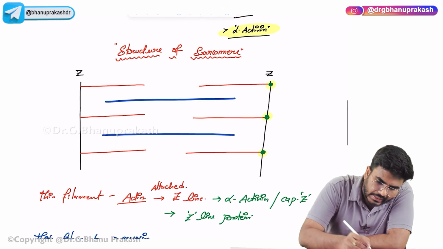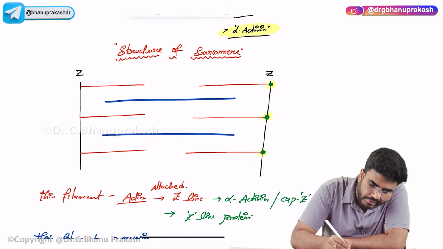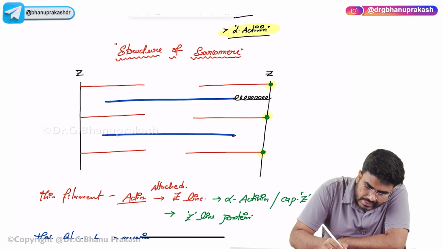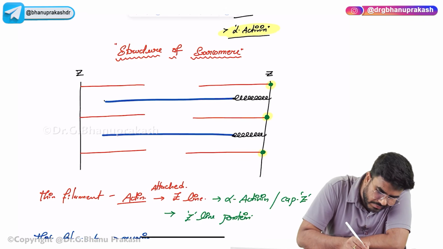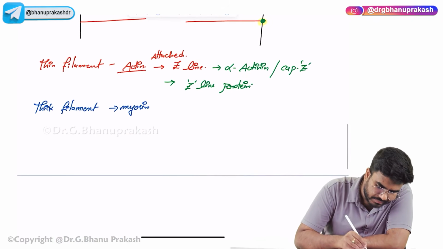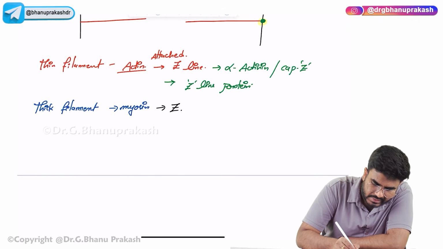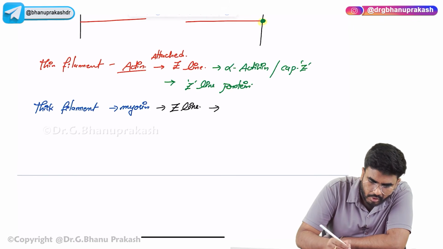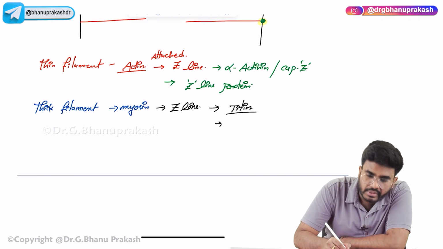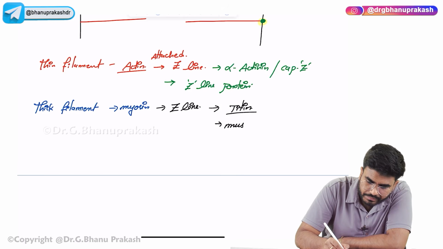Now the question is, how is this myosin attached? It is attached with the Z line with the help of this spring-like protein. So what is this? Myosin, a thick filament, is attached with the Z line with the help of titin. How does titin look? Titin looks like a spring, so it is called the muscle spring.